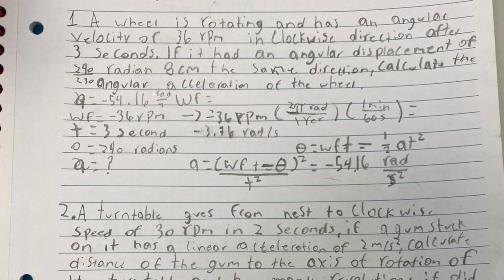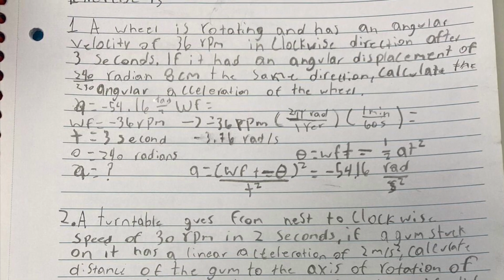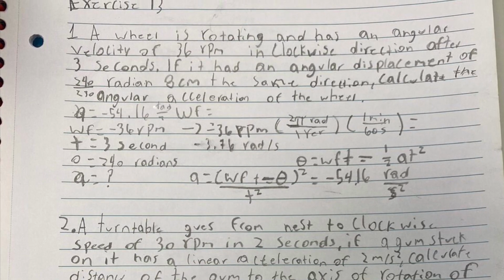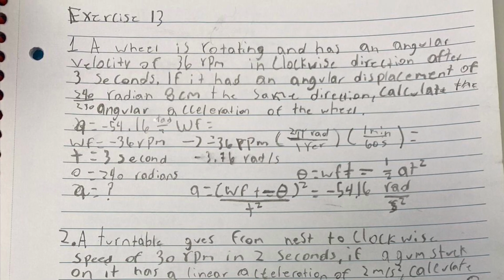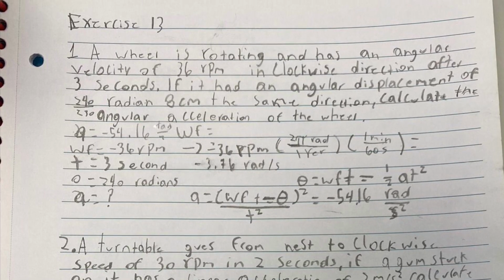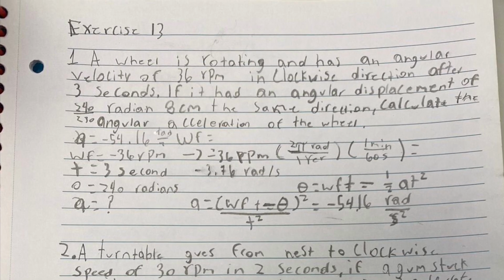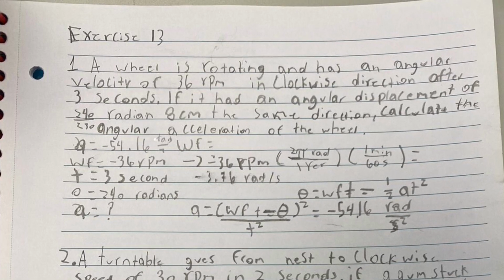Then we transform this amount of radians into revolutions, dividing it by 2 pi radians. This gave us minus 0.49 revolutions. It's negative because it goes clockwise.